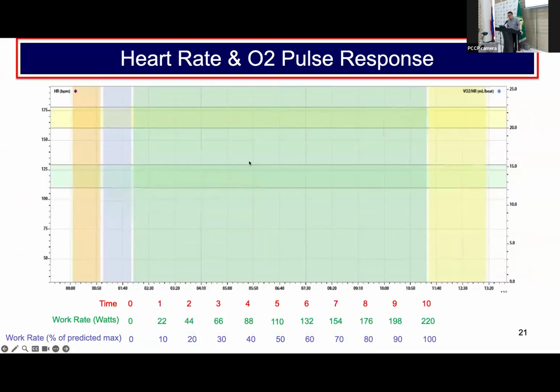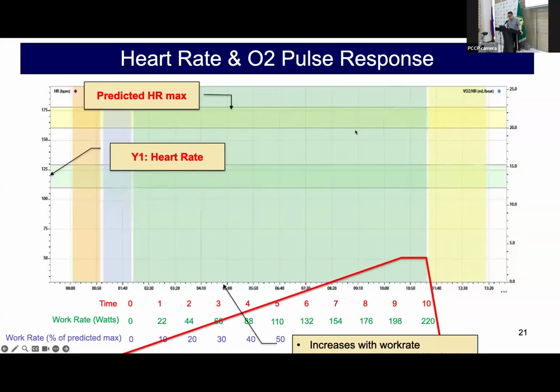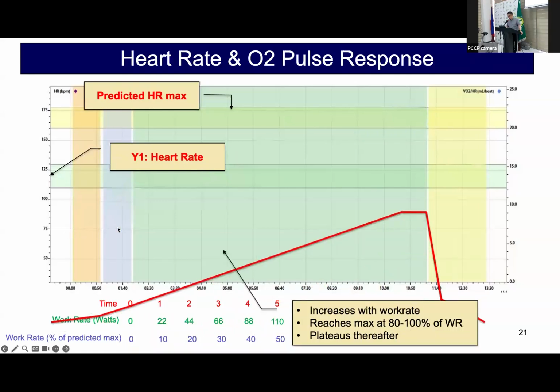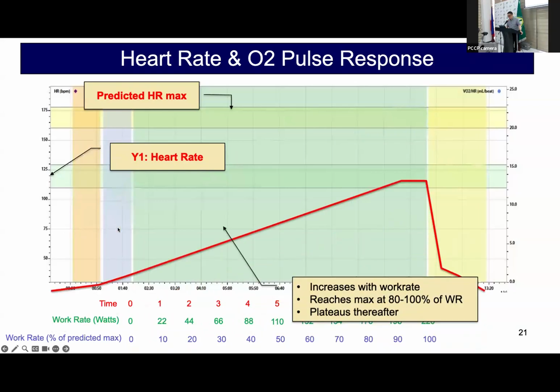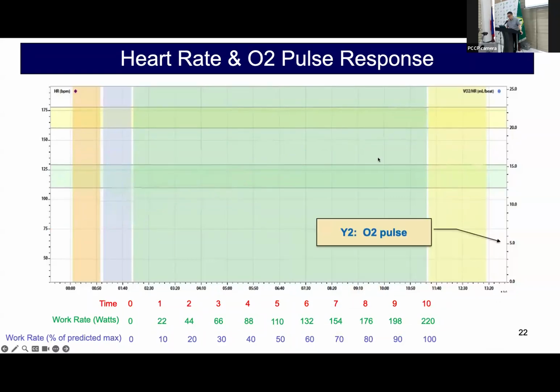So this is the heart rate and O2 pulse response in a graph. Okay, Y1 is heart rate. That's the predicted heart rate maximum for the subject. And you can see that the heart rate increases with increasing work rate and reaches a peak max at 80 to 100% of the work rate maximum, and it plateaus thereafter.